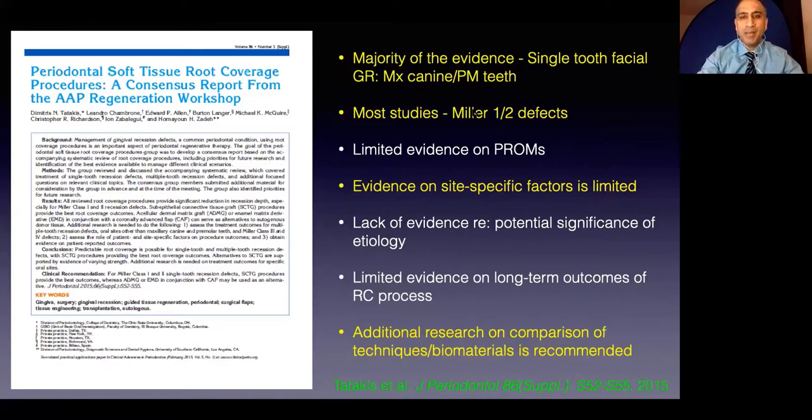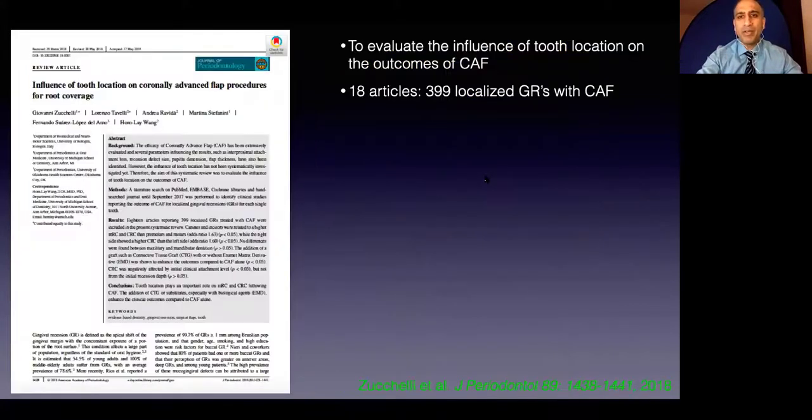So this paper really is something that influenced me greatly and sort of made me realize, okay, you know what, maybe a connective tissue graft is not always the panacea for recessions everywhere in the mouth.